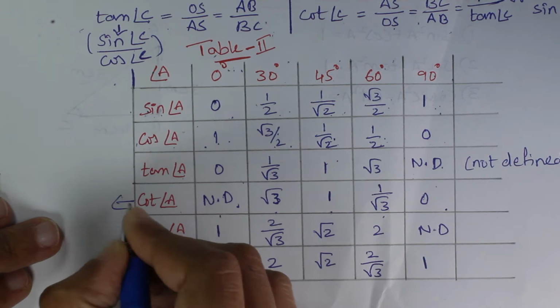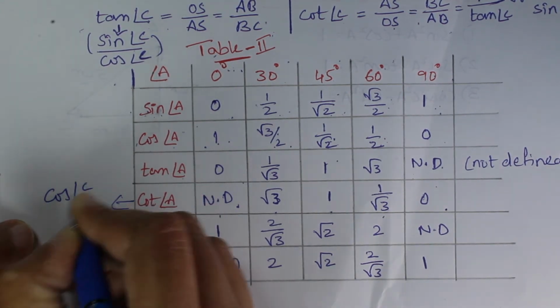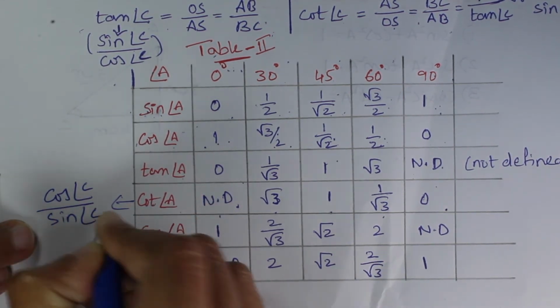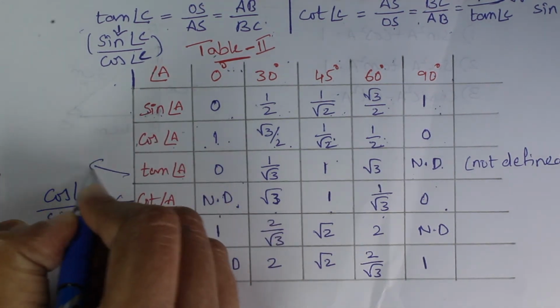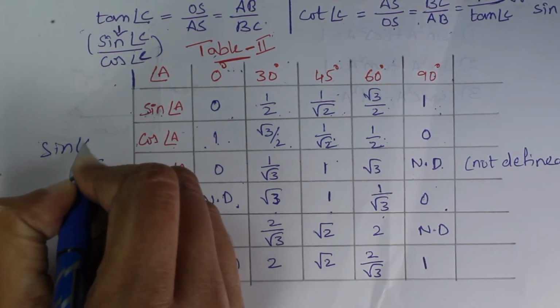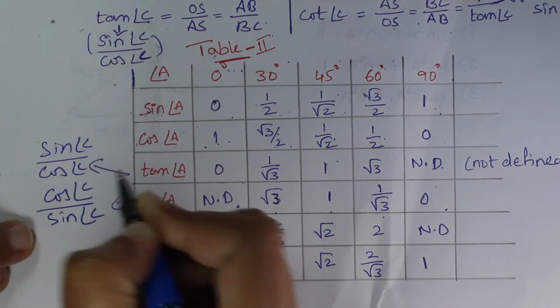Cot A is cos of angle A divided by sine of angle A. Okay, and tan A is sine of angle A divided by cos of angle A.